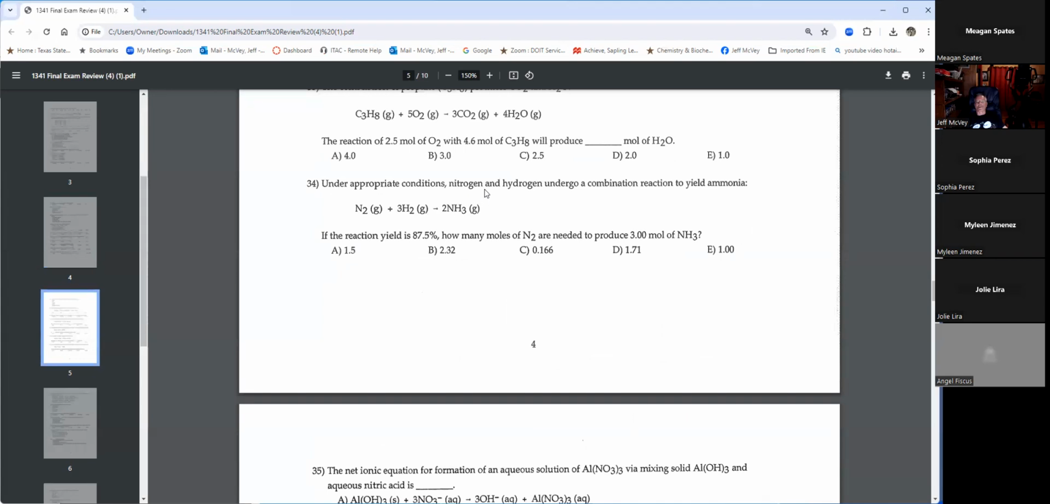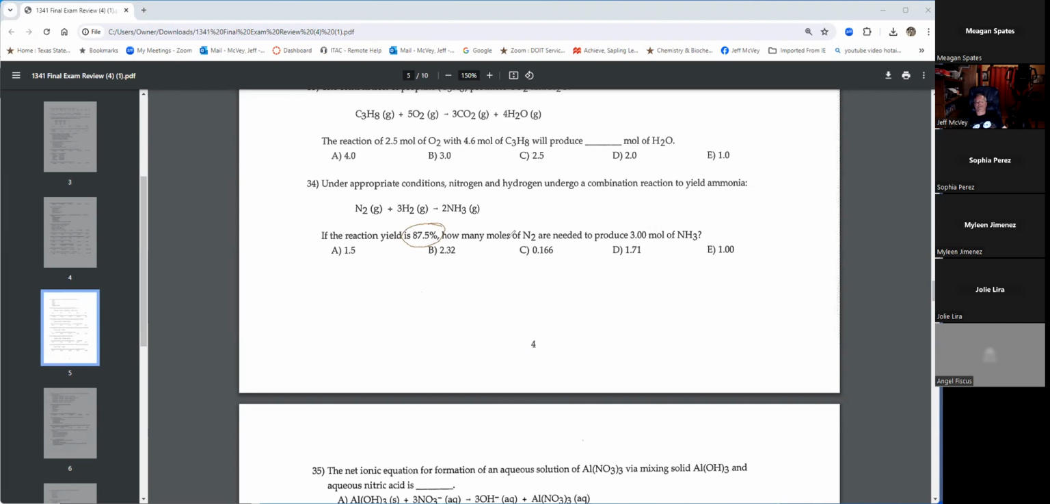Under appropriate conditions, nitrogen and hydrogen undergo the combination reaction to yield ammonia. This is the Haber-Bosch reaction. If the reaction yield is 87.5%, how many moles of nitrogen are needed to produce 3 moles of ammonia? Wow, good problem. Okay, so let's do this.